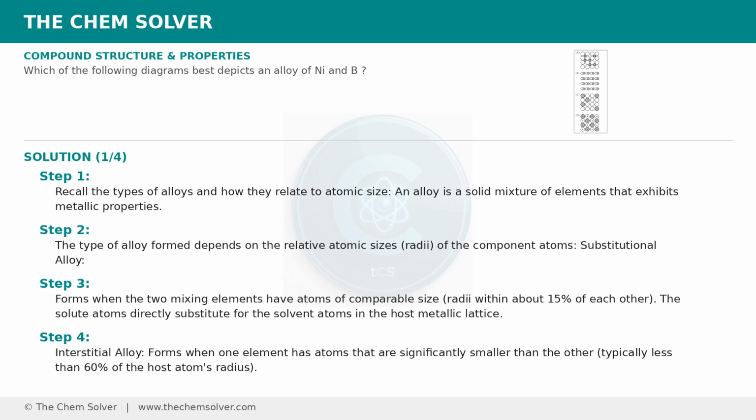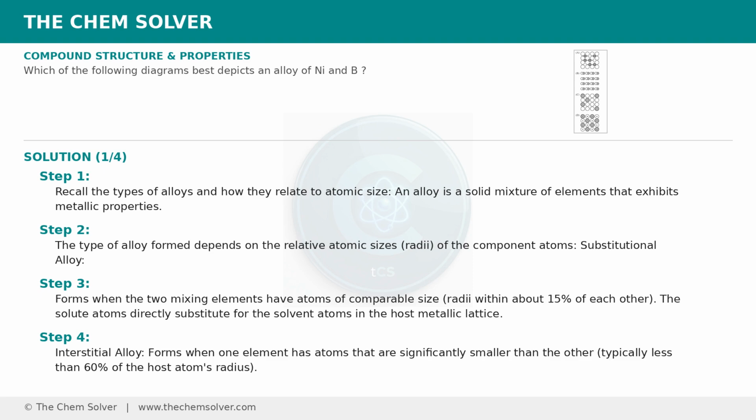Recall the types of alloys and how they relate to atomic size. An alloy is a solid mixture of elements that exhibits metallic properties. The type of alloy formed depends on the relative atomic sizes, radii, of the component atoms. Substitutional alloy forms when the two mixing elements have atoms of comparable size, radii within about 15% of each other. The solute atoms directly substitute for the solvent atoms in the host metallic lattice.